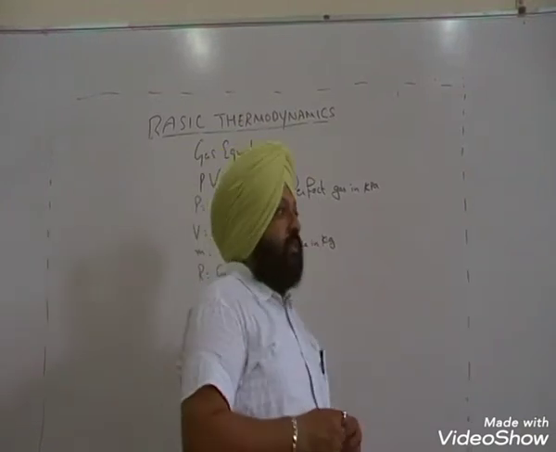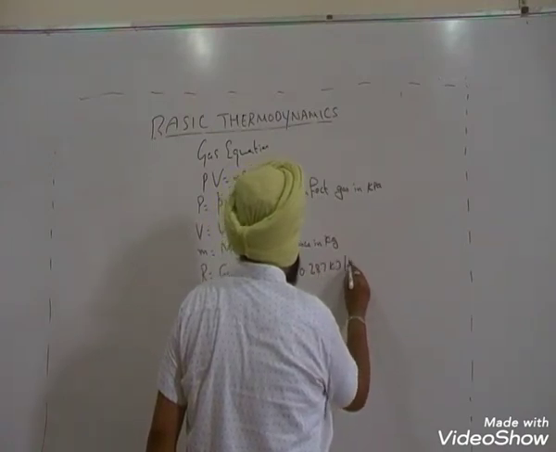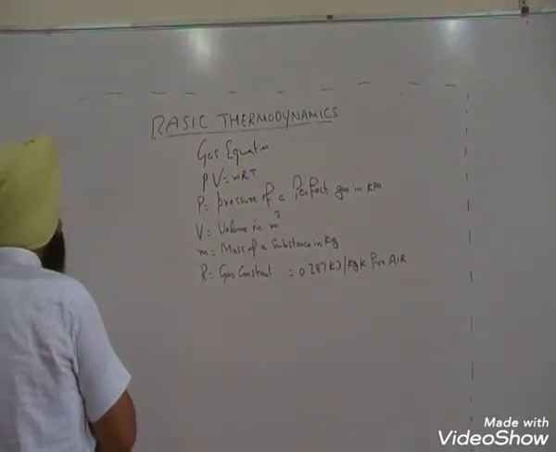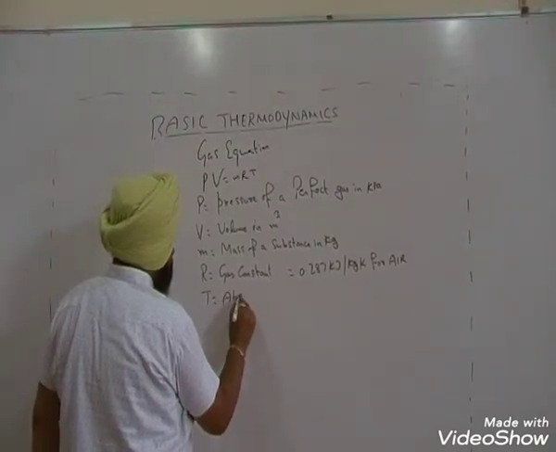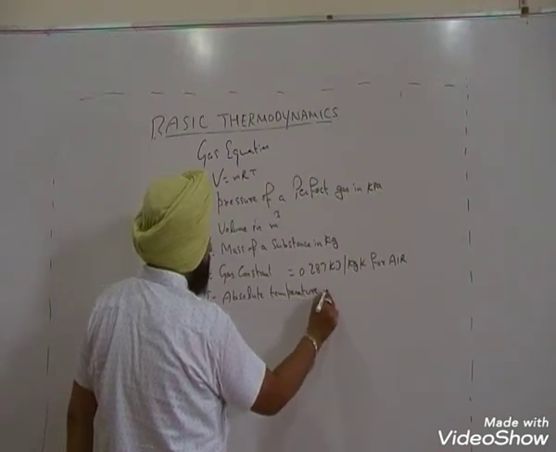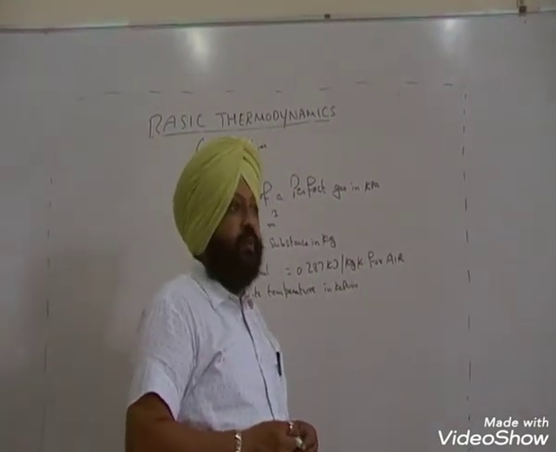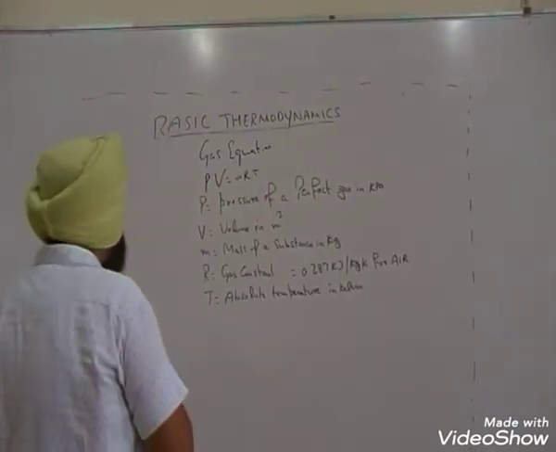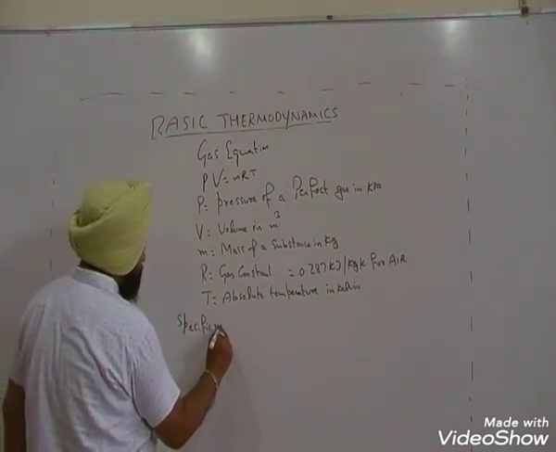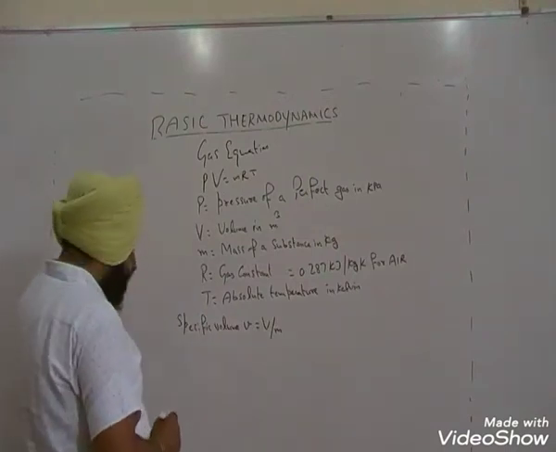For air, the gas constant R value is 0.287 kilojoule per kg Kelvin. T is your absolute temperature, and it should be in Kelvin. If the temperature is 0 degrees Celsius, add 273 to convert it into Kelvin. Specific volume is denoted by small v. It means the total volume of that gas divided by its mass.